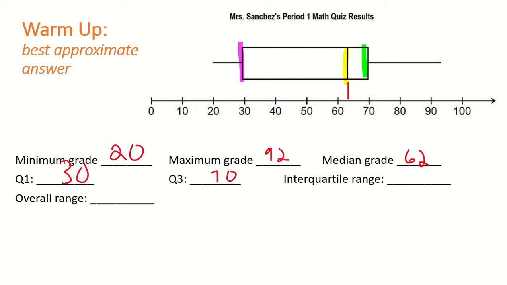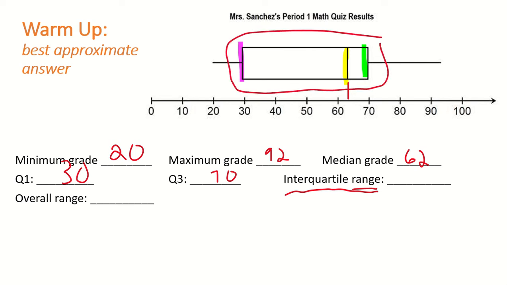All right, the interquartile range. Remember that the word range means the difference between the highest and the lowest. So when it says interquartile range, we're focused on the range of the box part of the graph. So we're going to take our Q3, which was 70, minus our Q1, which was at 30, and do 70 minus 30, giving us 40. That is the interquartile range.